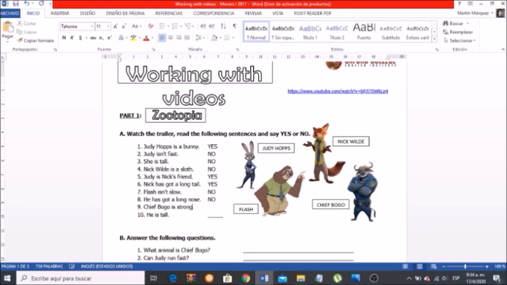Sentence number nine. Chief Pogo, sorry, is strong. And this is Chief Pogo. What do you think? Is he strong? Look at the picture. What animal is he? ¿Qué animal es?